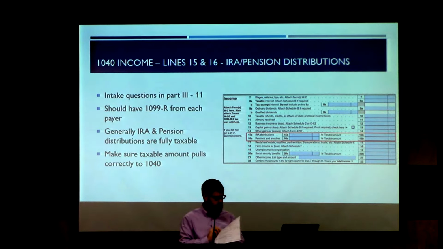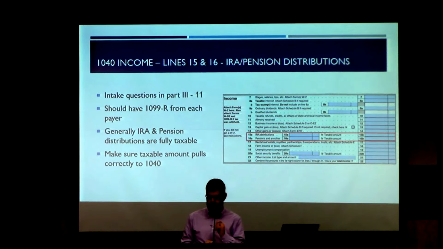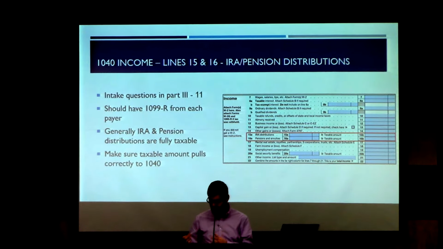So 1099-Rs, like I mentioned with our interest and dividends, have a taxable portion and a non-taxable portion. Here again, that is listed on the form that you get from the client. So there will be right in front of you the taxable amount and the not taxable amount. Generally they're fully taxable, but we will see situations where they're not fully taxable. So this is another point that's good to go over on the 1040. When you're done with your client and it's printed out, it's always good to make sure that the taxable versus not taxable amount does appear correctly on the 1040.